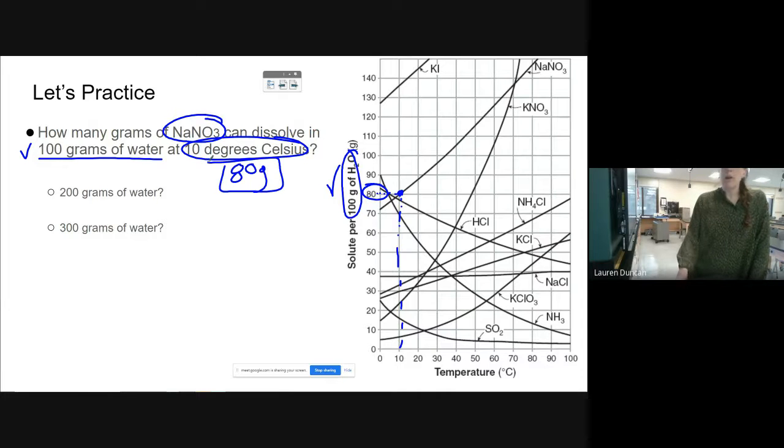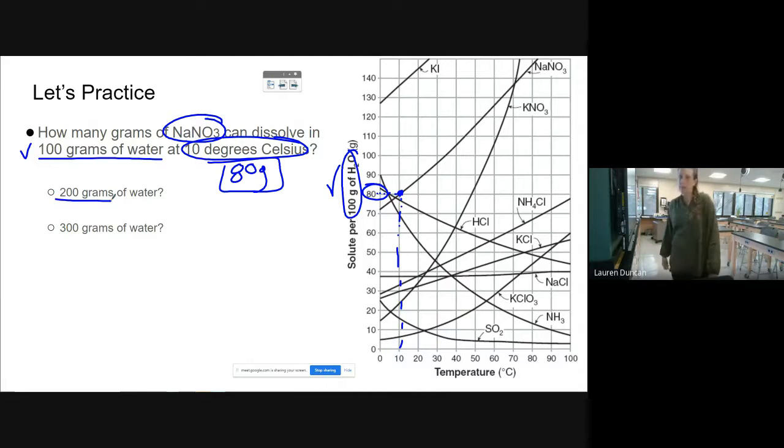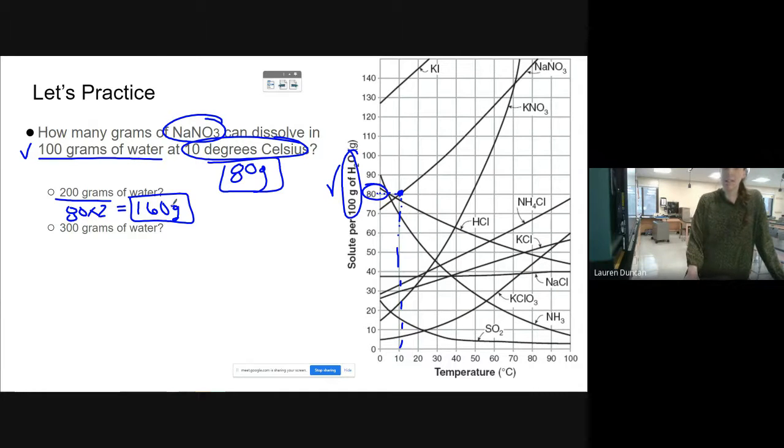Sometimes you'll get questions where they'll say the same thing: how many grams of NaNO3 can dissolve in 200 grams of water at, say, 10 degrees Celsius. Well, if I had twice as much water, I could dissolve twice as much solute. So if 80 grams can dissolve in 100 grams of water at 10 degrees Celsius, 80 times 2, or 160 grams, should be able to dissolve in 200 grams of water at the same temperature.